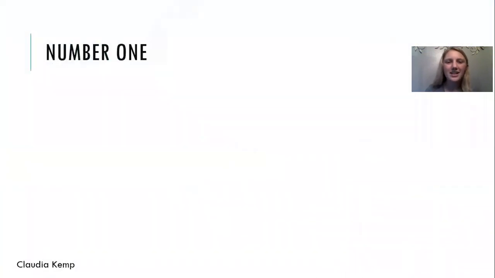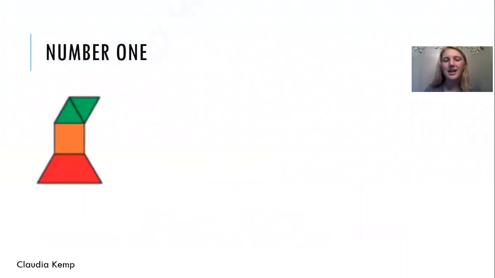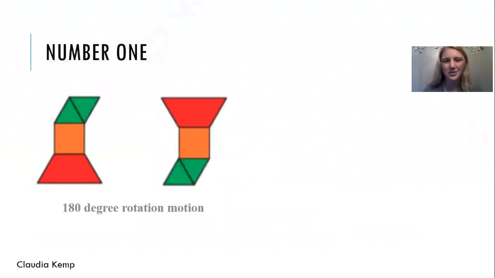So number 1 gives a situation in which two students are asked to reflect this block pattern here. They did this. We are asked to respond and we're asked to say what type of motion they used. So the students used a 180-degree rotation motion. Some of you may have forgotten, or maybe you're wondering, what is 180 degrees?